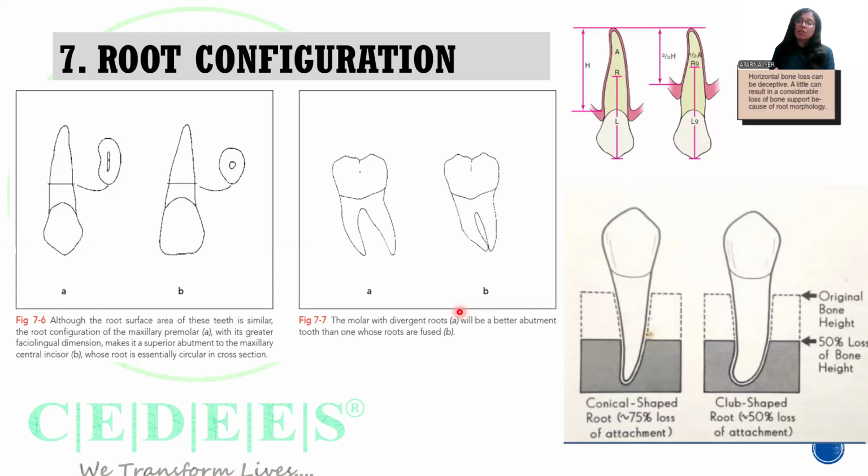So long, slender roots tend to have lesser root surface area compared to your broad, thick labiolingual section of the roots. So this is the diagram which depicts the same. So the root surface area is more in your circular cross section rather than your elliptical cross section. Also, you have to understand that divergence will increase the root surface area compared to your fused roots.